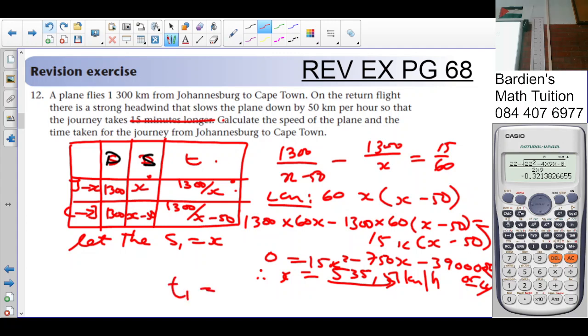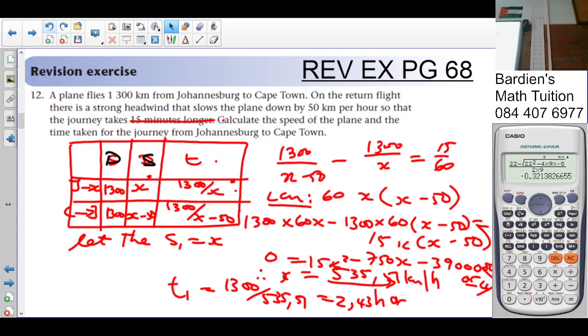The time taken, the first time, is going to be 1300 over x, which is 535,51, gives me 2,43 hours. So if you got 2,43 in your calculator, you minus the 2, you take that decimal, which is 0,43 whatever, you multiply that by 60, and you get 2 hours and 26 minutes. Sorry? Minus the 2 and times that by 60. Yeah. Because then what you're left with is 0,43 of an hour. Then why do we times by 60? There's 60 minutes in an hour. Okay. So that's that.